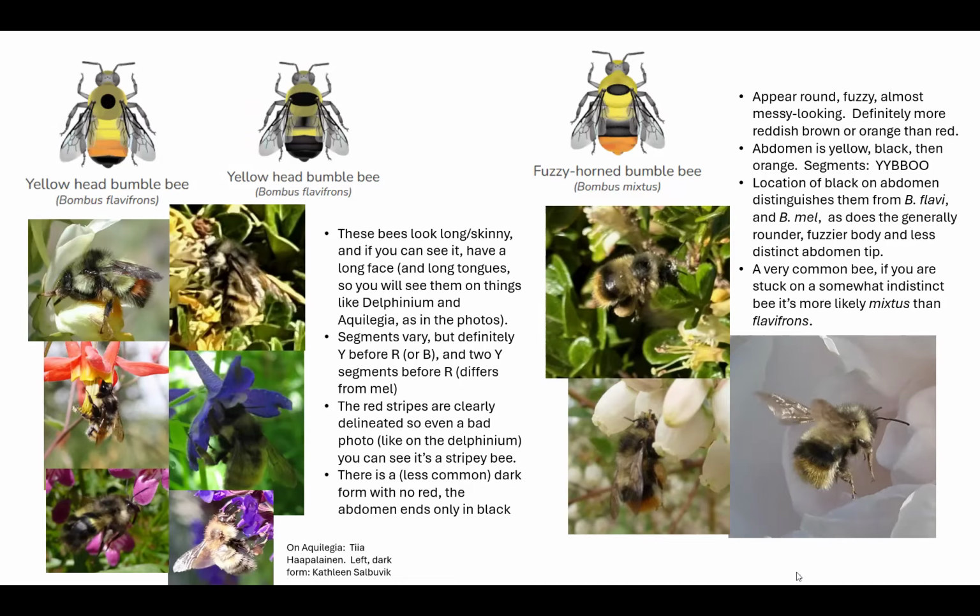It's black before orange. To my eyes, the orange doesn't look very bright. It looks almost brownish, and these bees look messy. Their fur isn't nice and combed and neat like we see on some of the other bees. It just looks kind of fuzzy, messy, and fatter than the Bombus flavifrons. If you had two of these side by side, you would notice that the flavifrons is skinnier than the mixtus. Flavifrons also has a long face, but that can be a little bit difficult to see.